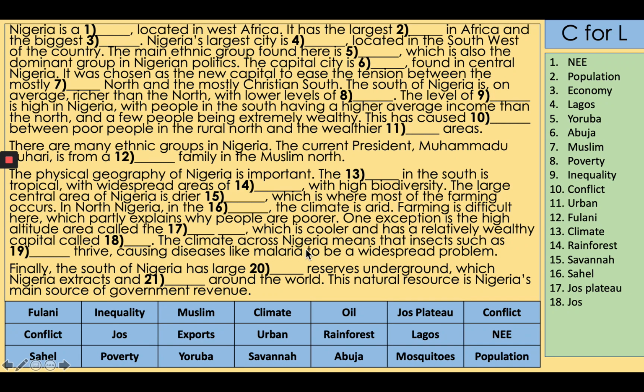The climate across Nigeria means that insects such as mosquitoes thrive, causing diseases like malaria to be a widespread problem. Finally, the south of Nigeria has large oil reserves underground, which Nigeria extracts and exports around the world. This natural resource is Nigeria's main source of government revenue.